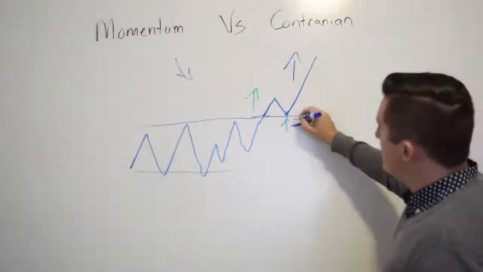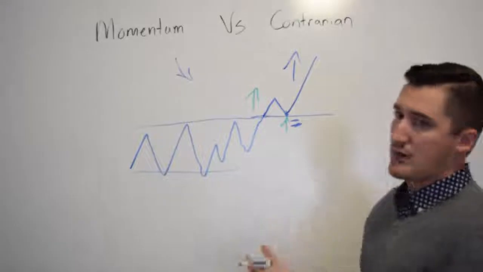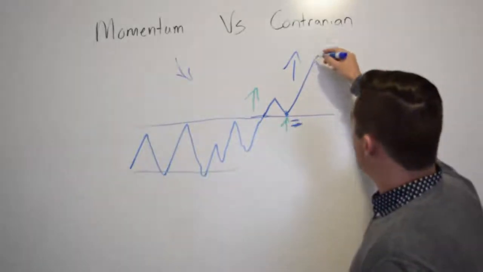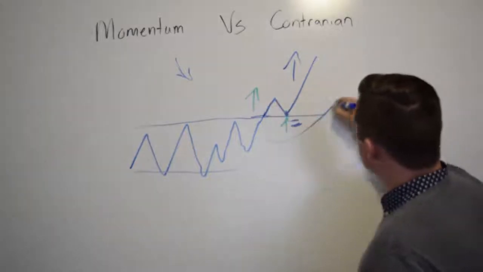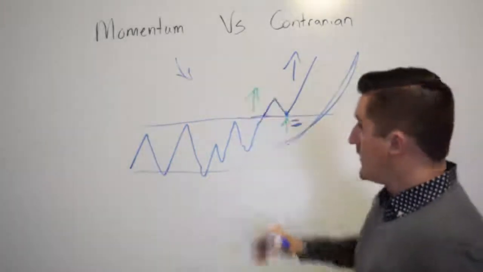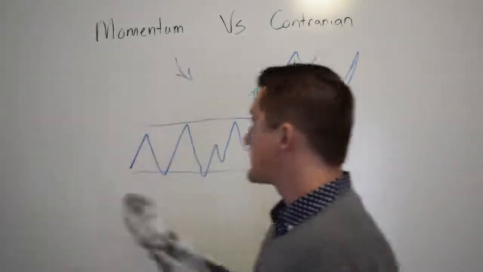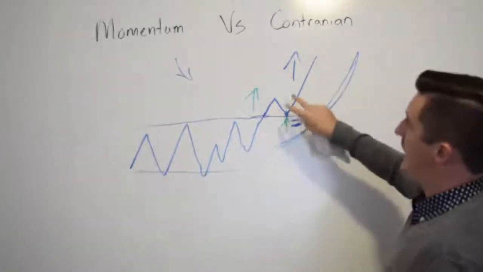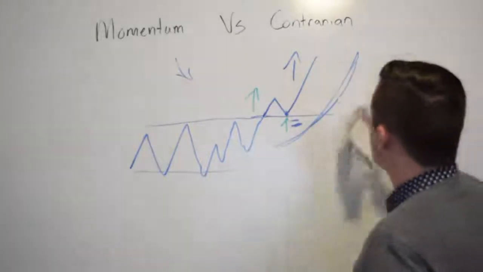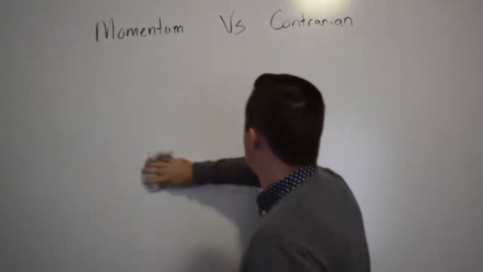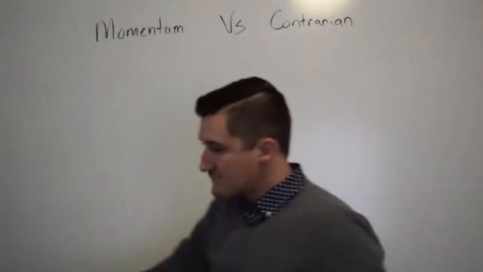This way we can keep a nice tight stop loss, reduce our risk, and we still have a chance to catch this overall momentum play out of the breakout. Okay, so these are both momentum plays, but a different way of entering the trade. Now let's talk about the contrarian side of things.